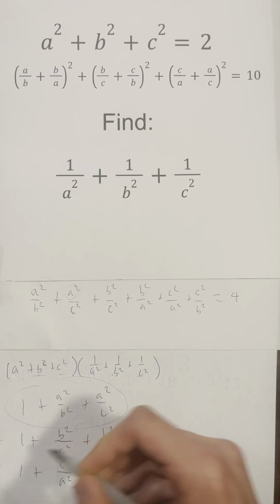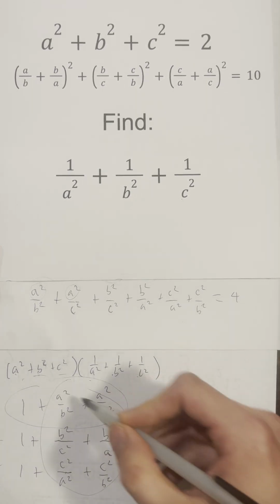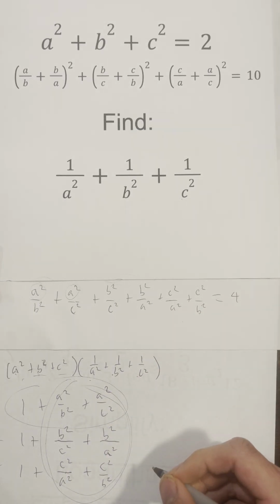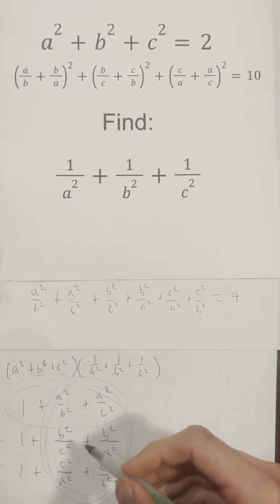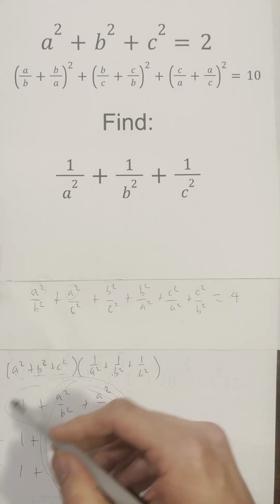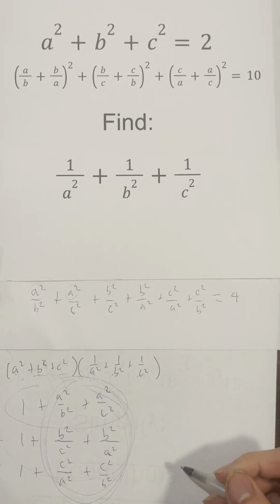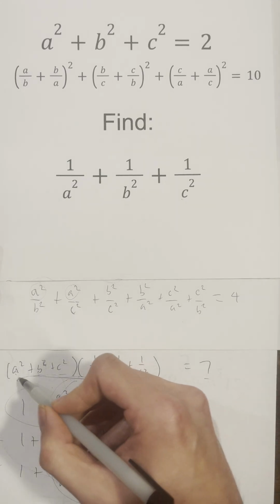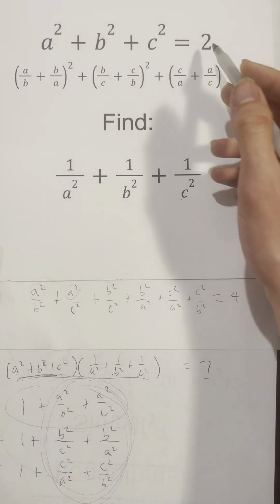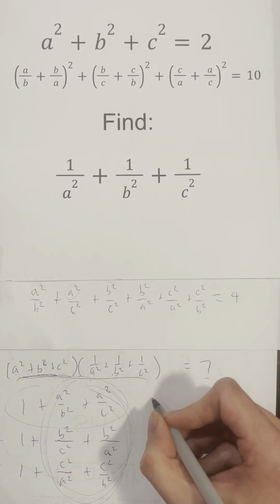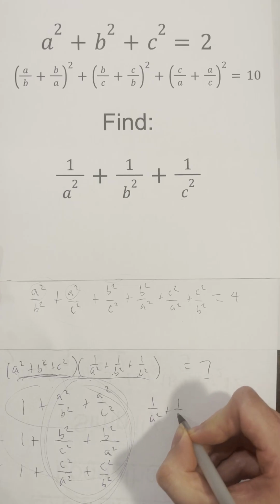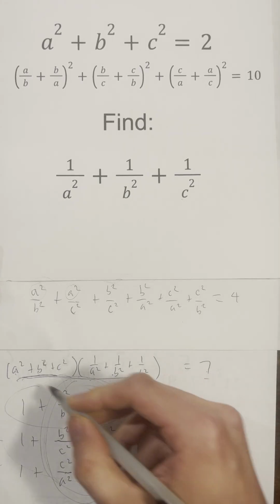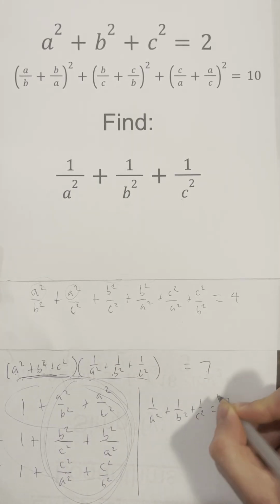And we're adding all of these together. And this is exactly what we were working with here. So this is equal to how much? So this is equal to 4. So all of this together adds up to how much? 7. So this is equal to 7. This is how much? 2. So your answer is how much? 1 over a squared plus 1 over b squared plus 1 over c squared is equal to this divided by 2. 7 over 2. This is your answer.